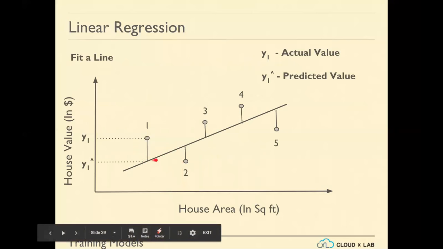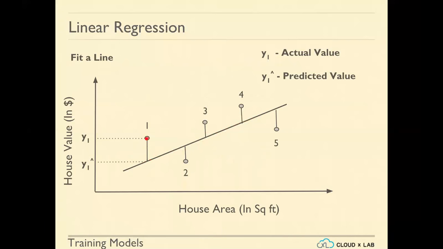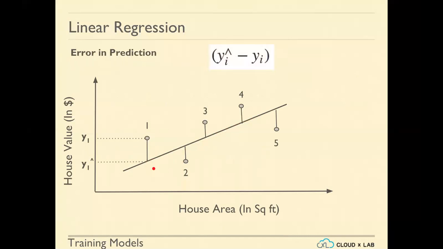Predicted values are the ones that lie on this line, and we computed this delta. This is y hat and this is y. When we subtract these two, we get the error. This is what we predicted, and this is what was original. So we are trying to draw a line to minimize this error. This is the individual error.